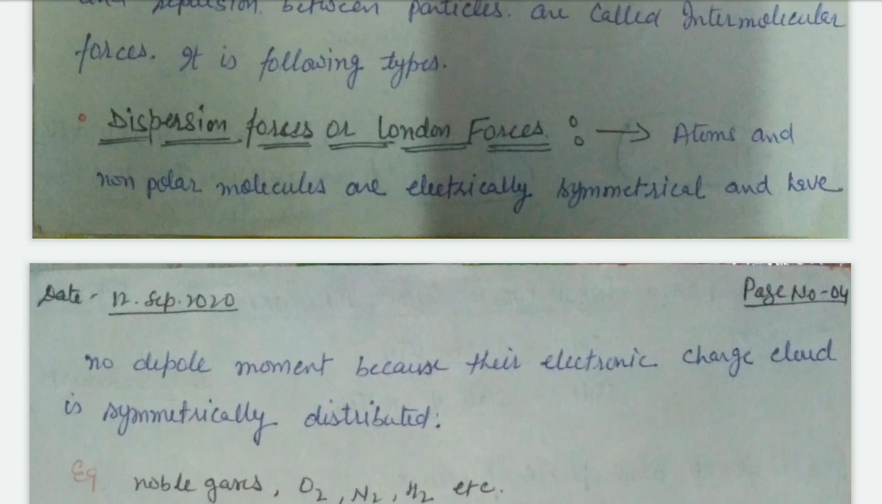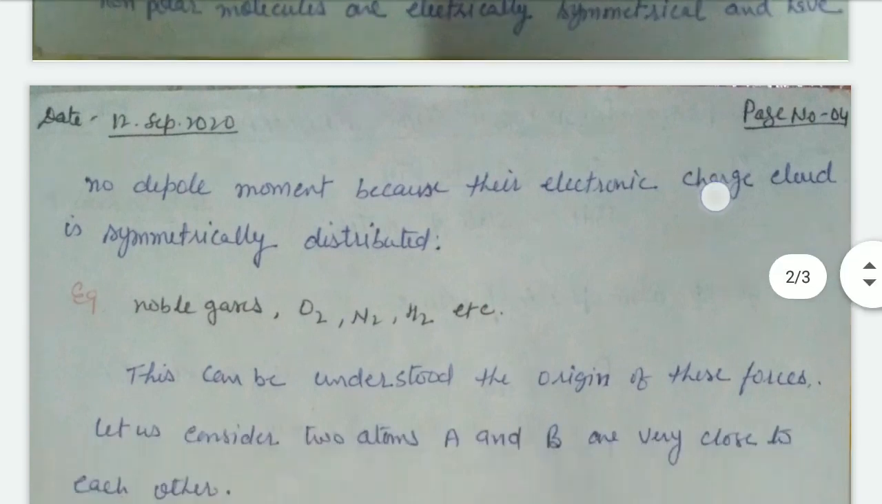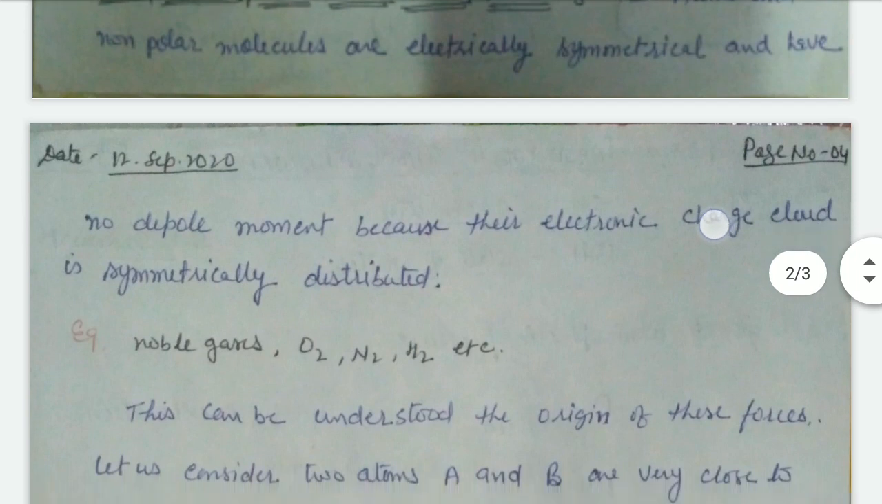Atoms and non-polar molecules are electrically symmetrical and have no dipole moment because their electric charge cloud is symmetrically distributed. No dipole moment indicates non-polar. Dipole moment we have already discussed in our previous unit, chemical bonding. Examples are noble gases and also O2 and H2, etc. So, this is the dispersion force or London force.